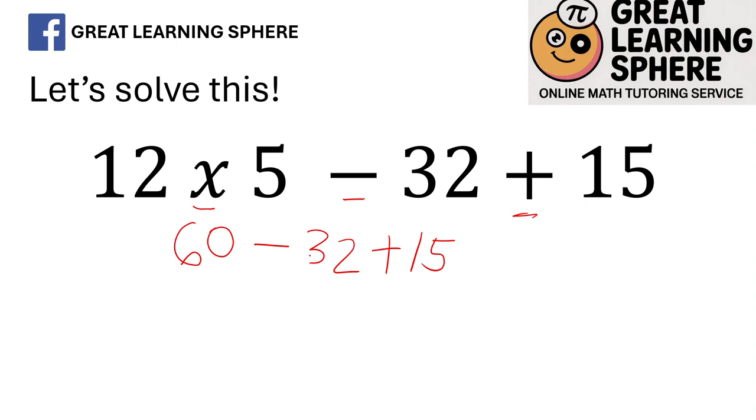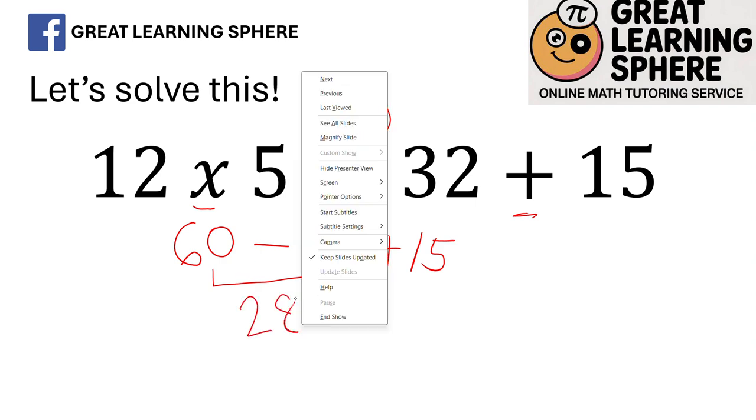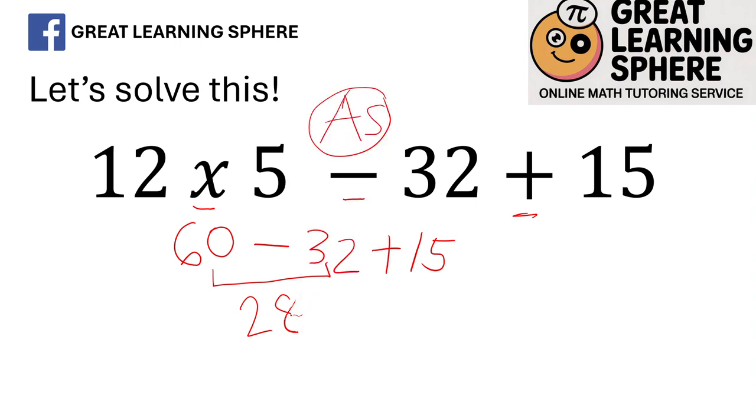Now, the operations left are subtraction and addition. As I said, A and S also come together because you have to add or subtract from left to right, whichever comes first. Here, subtraction happened first, so you have to subtract first. 60 minus 32 is 28. Then plus 15 is equal to 43. So the answer is 43.